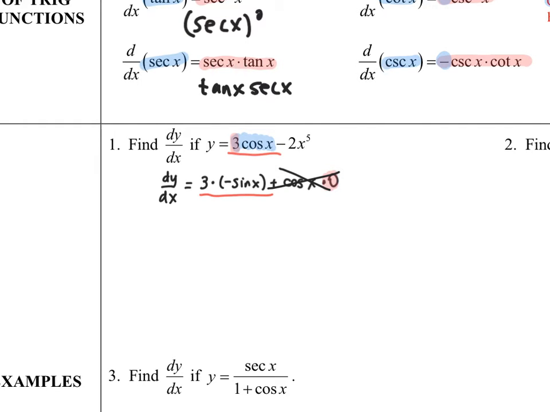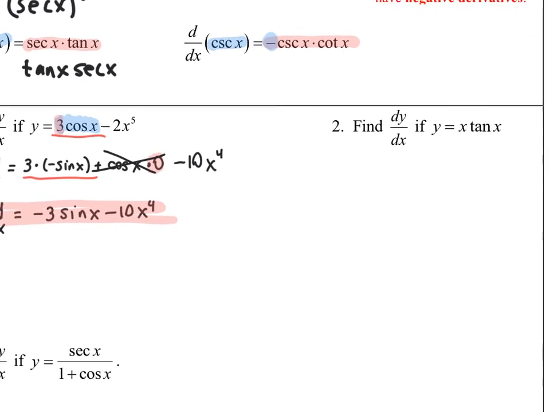So the bottom line is, if you're multiplying and one of your factors is a constant, you can just pull that constant to the outside and just do the derivative of that function that has an x in it. And now I still need to do the derivative of this negative 2x to the 5th, which is just a power rule. And that is my answer. I'm just going to rewrite this to make it look a little bit cleaner. And here's my dy dx is negative 3 sine x minus 10x to the 4th.